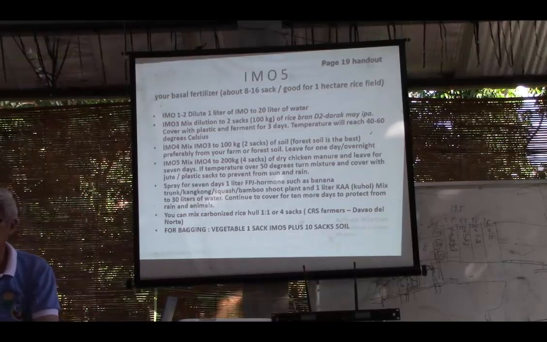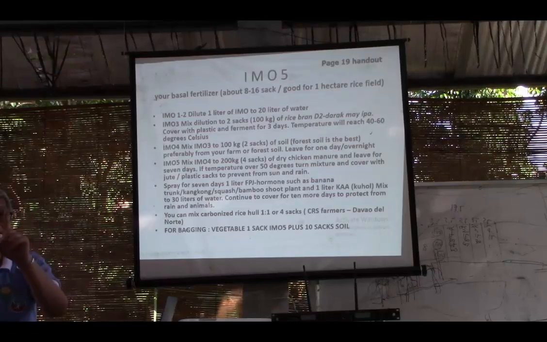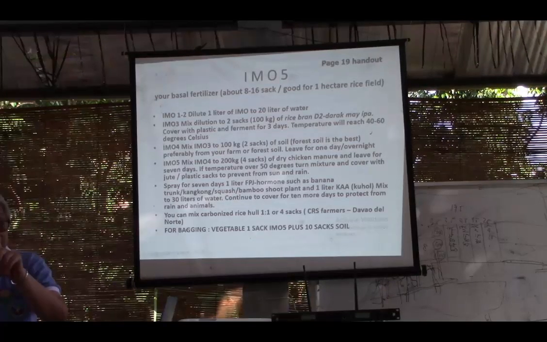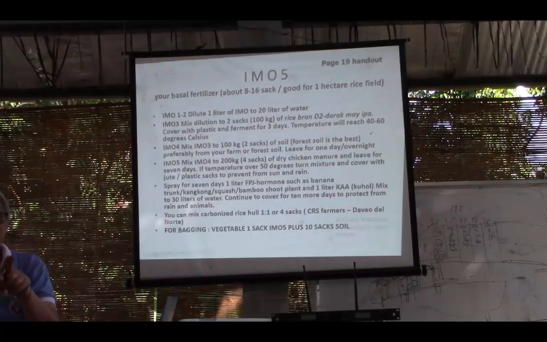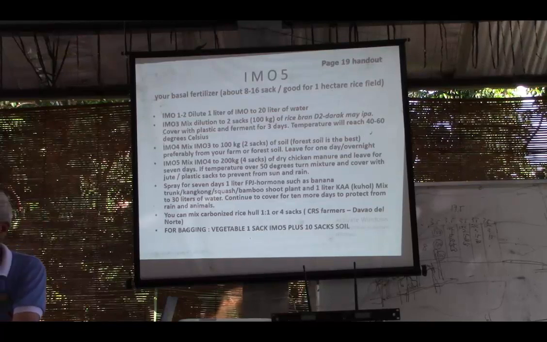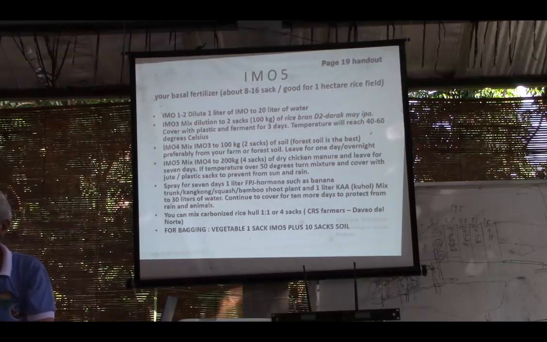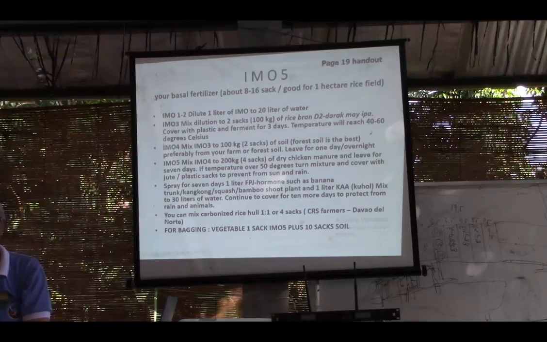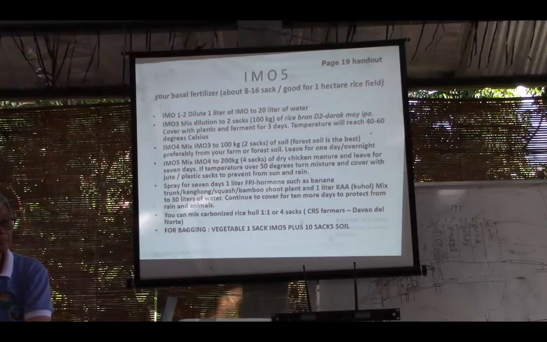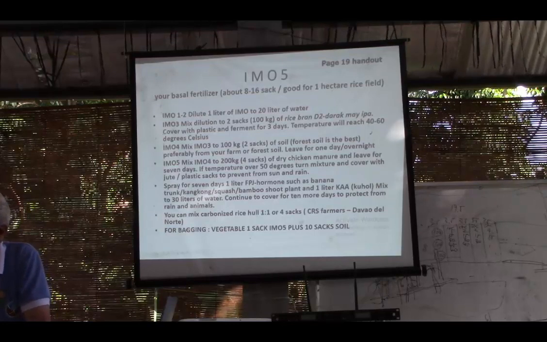So 1 liter of FPJ, 1 liter of amino acid. You mix these two together, you have 2 liters. These 2 liters, you mix into 30 liters of water. So it becomes 32 liters, right?